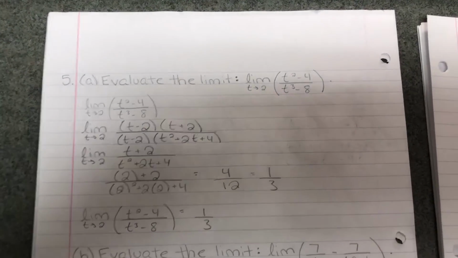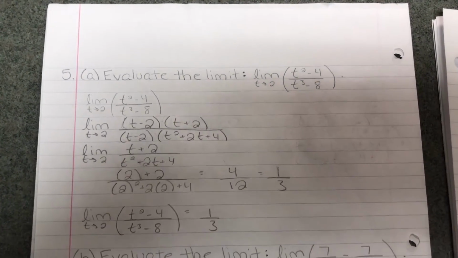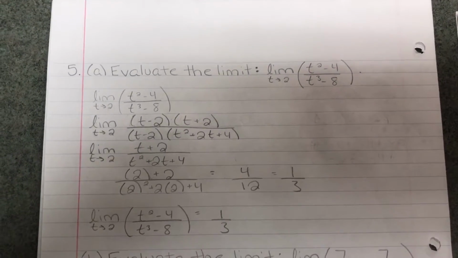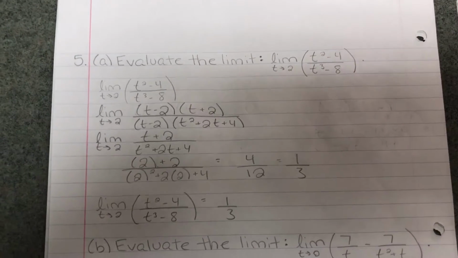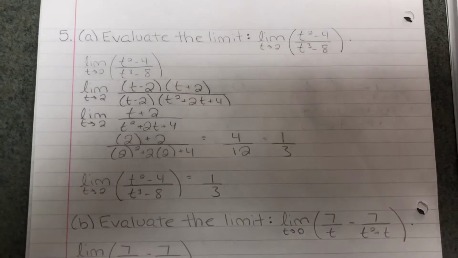Evaluate the limit. First, take the limit and factor it out so you can eliminate a variable from the top and from the bottom. Then, plug in what t approaches into the equation and solve.